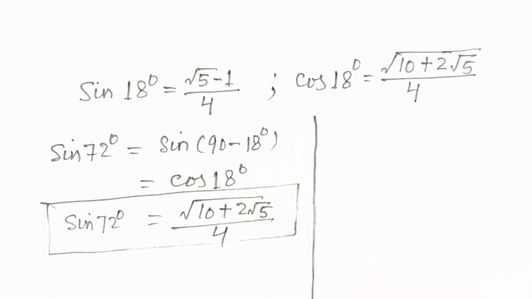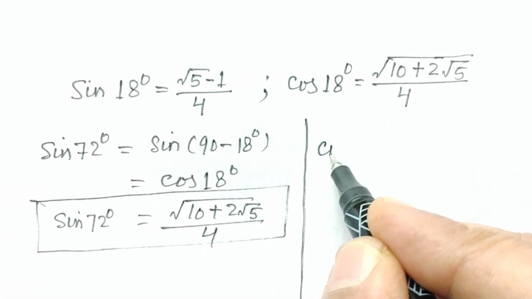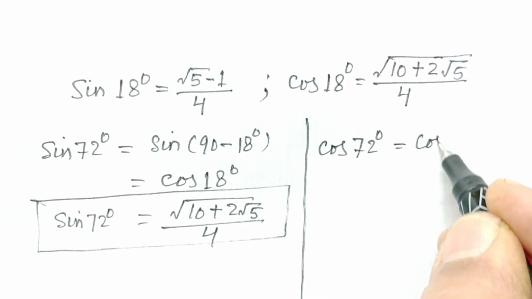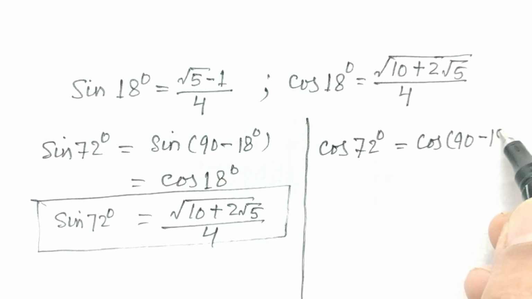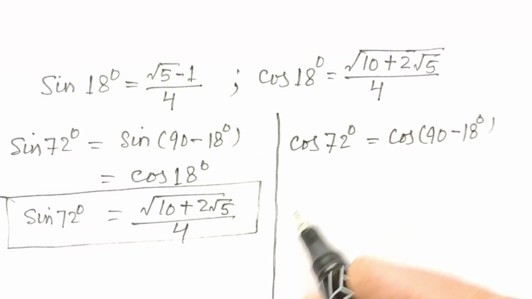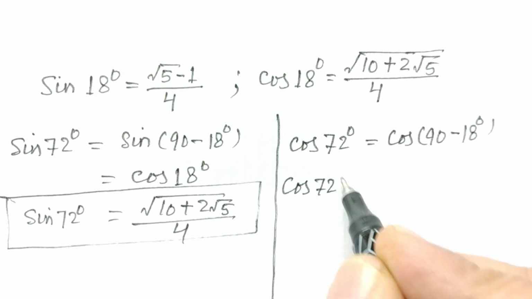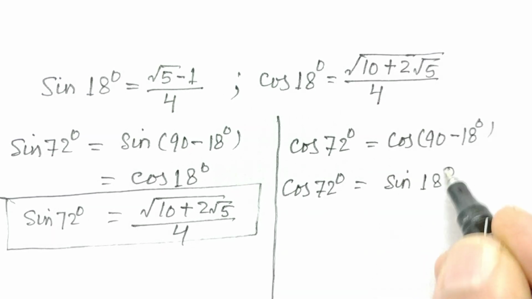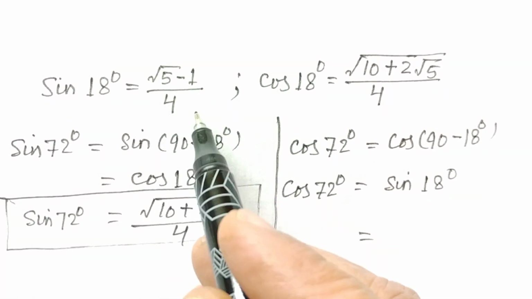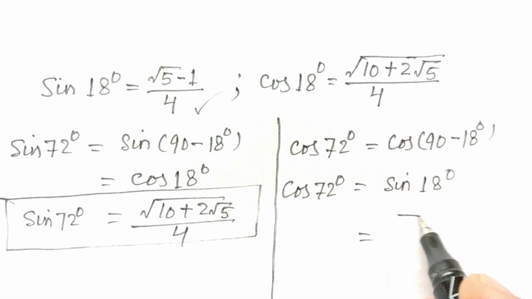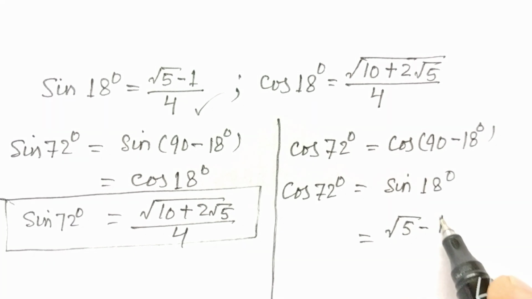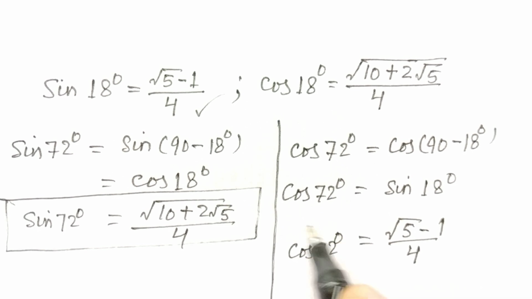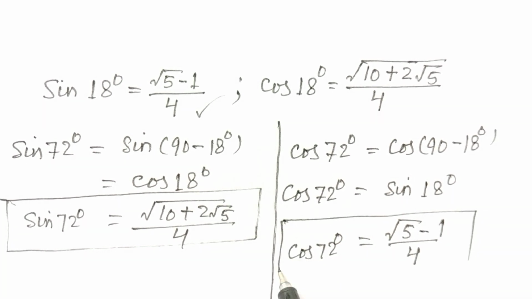Now cos 72 degree is equal to cos of 90 minus 18, right? So cos 72 degree is equal to sin 18 degree, right? So sin 18 is equal to this, square root of 5 minus 1 over 4, right? So cos 72 degree is equal to this.